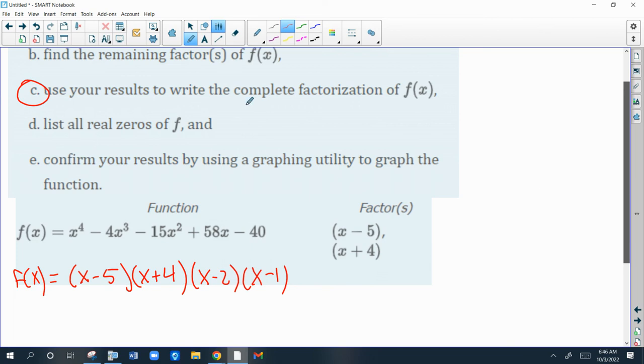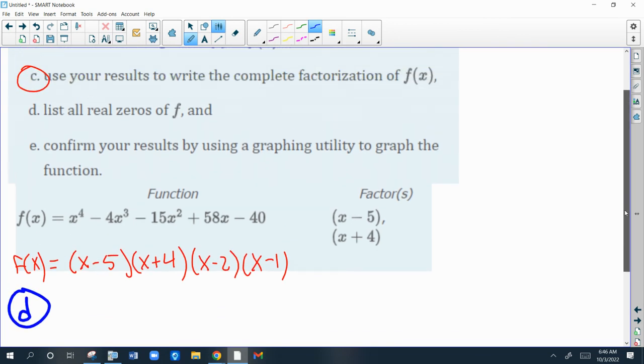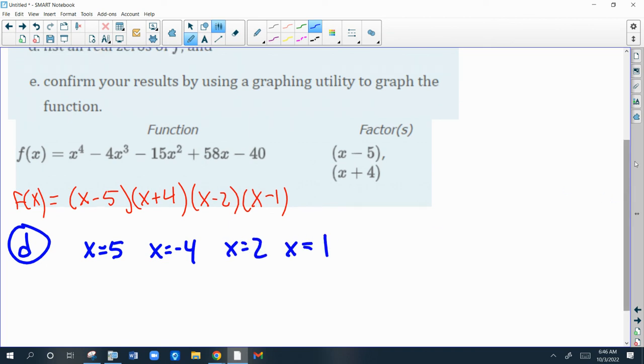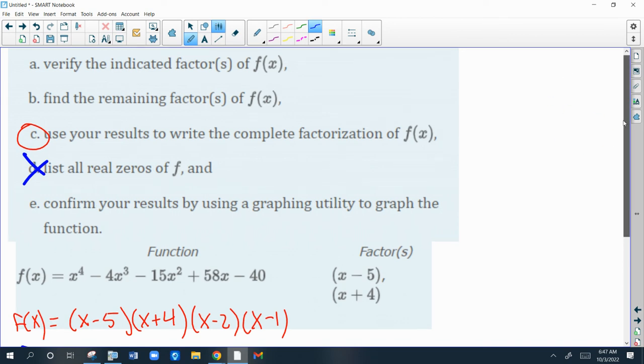And now D, that's easy. If you have the complete factorization, the zeros are very, very simple. So the zeros are what would make this whole function 0, and since it's factored, you just set each factor equal to 0. So we have x equals 5, x equals negative 4, x equals 2, and x equals 1. So that was simple. Confirm your results by using a graphing calculator. We're going to kind of change that. Let's just graph it. Let's use what we've learned so far to graph this polynomial.